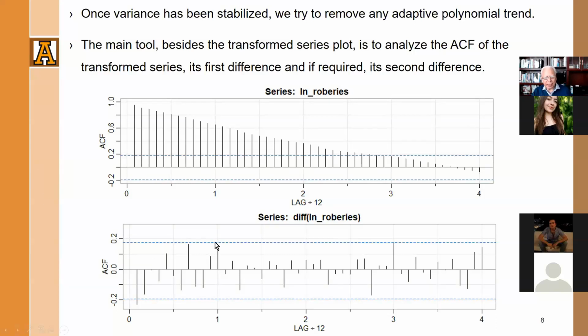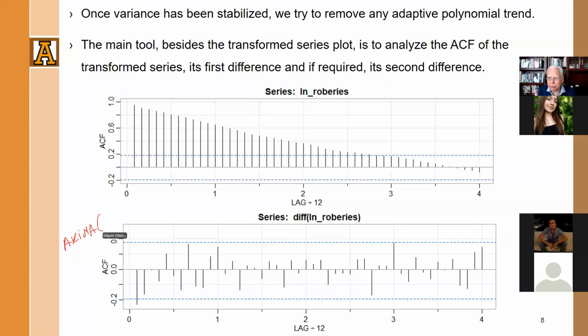And I have here the difference of the log of the robberies, and that's the ACF. Now the ACF looks like, essentially, we have one significant lag, which is lag 1. The rest is noise. So if I just look at the autocorrelation function, it looks like if I work with the logarithm of the robberies, the model could be, and I haven't looked at the partial autocorrelation yet, probably an ARIMA.